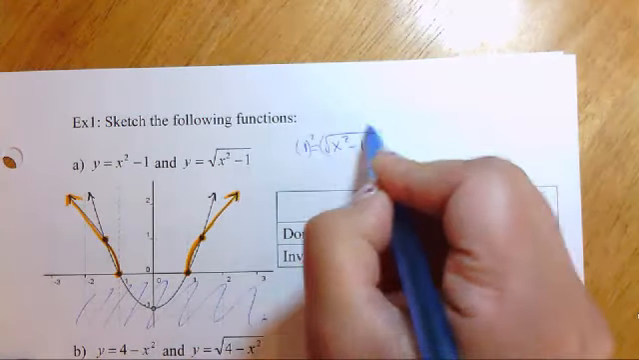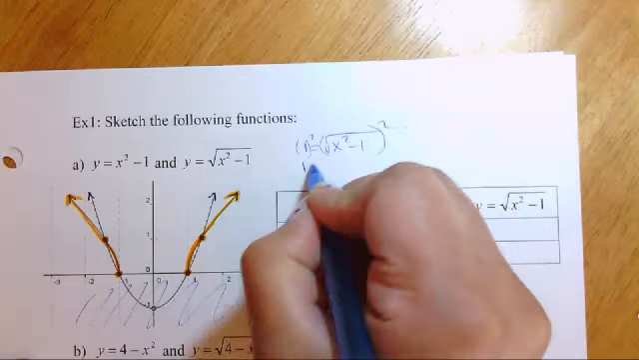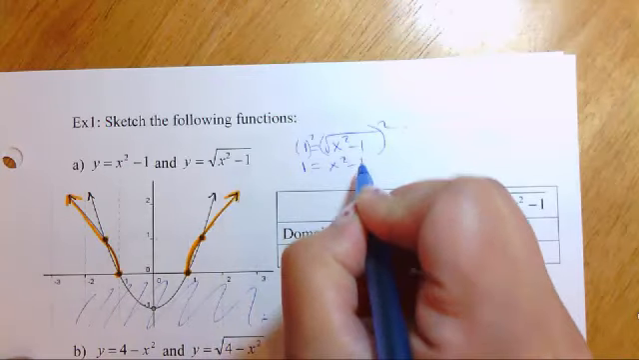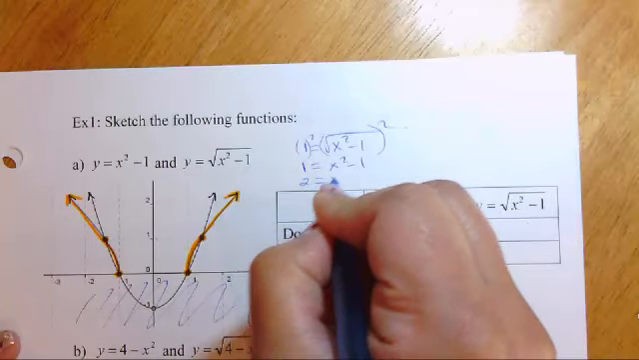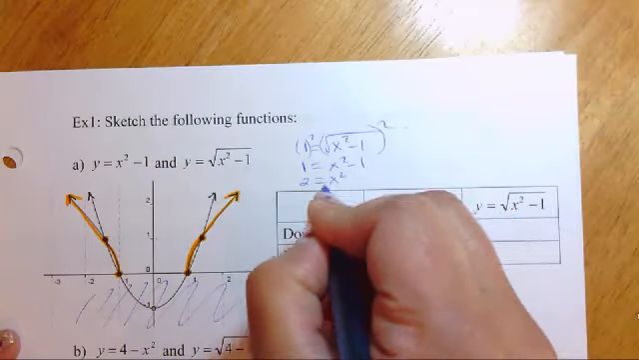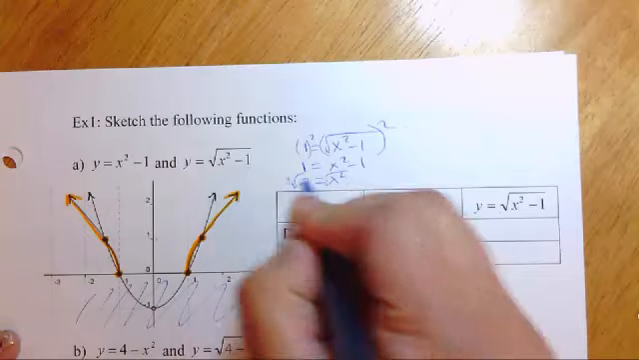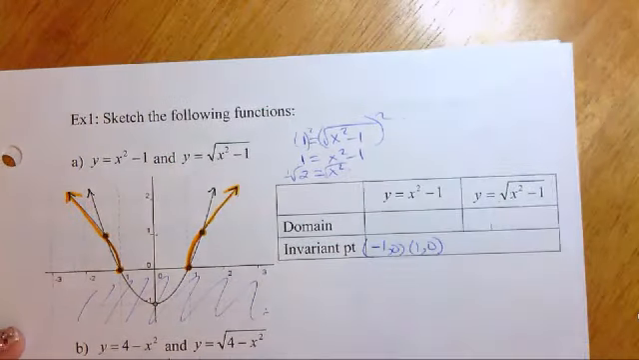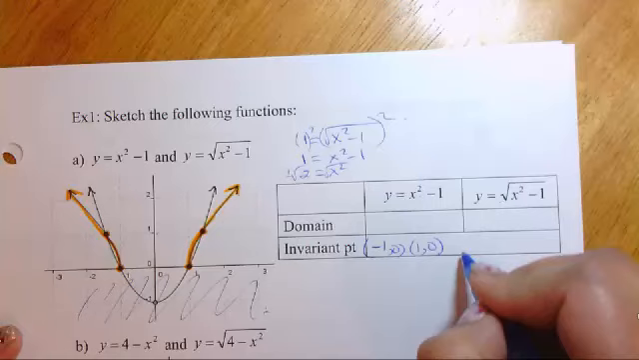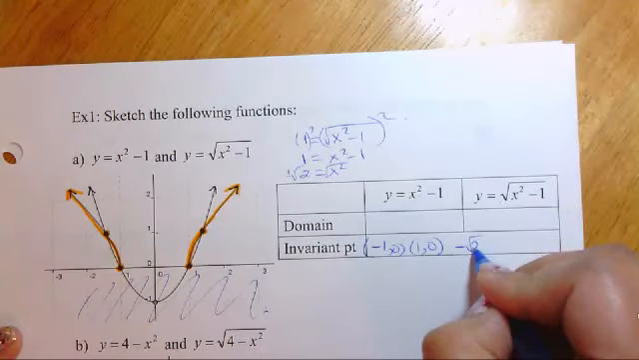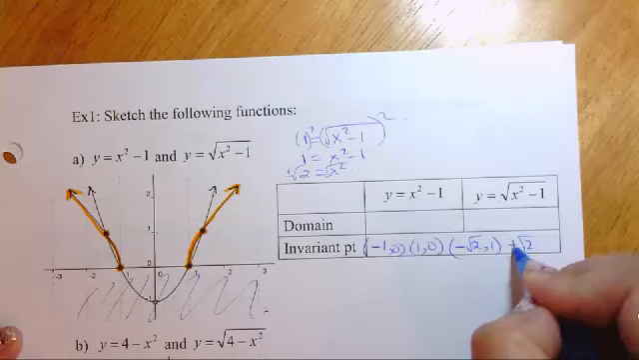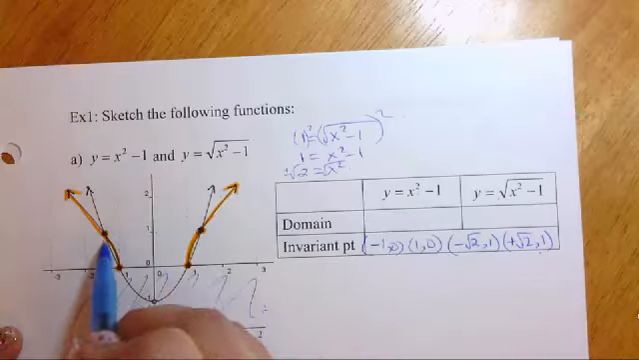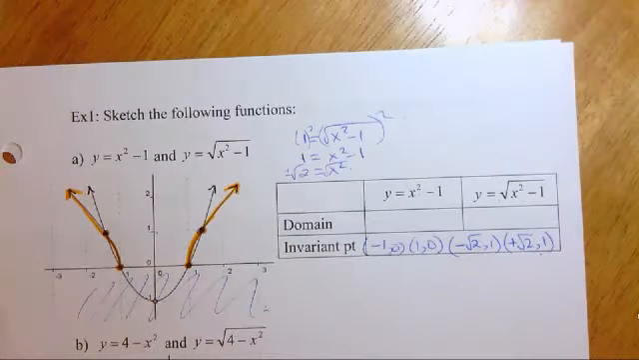So what you need to do is square both sides to get rid of the square root sign. You get 1 equals x squared minus 1. And then add 1 on both sides, so you get 2 equals x squared. And then the next step would be to square root both sides. Remember that we have positive and negative of every square root. So you have negative square root 2 and positive square root 2. One's positive and one's negative. Okay, so those are these invariant points right here and here.